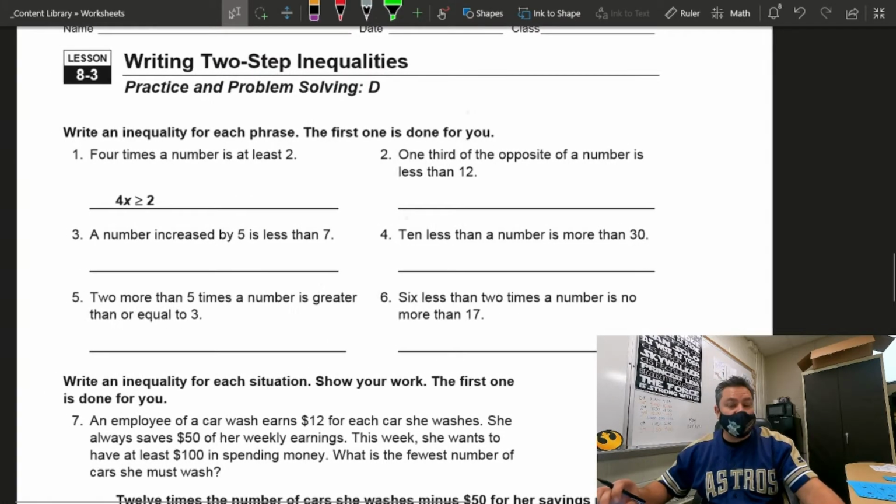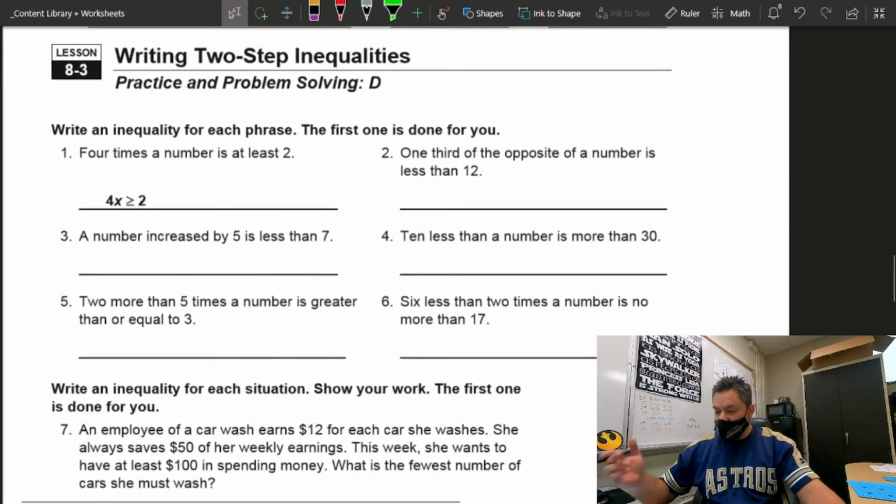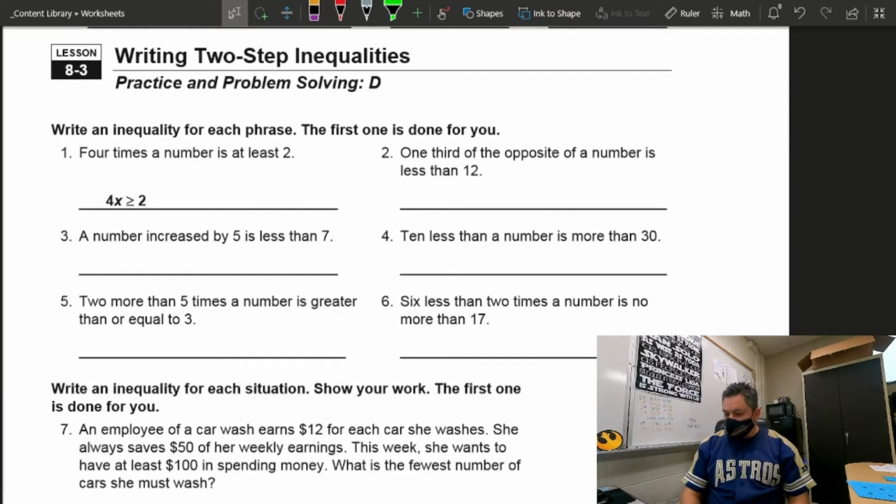So, writing two-step inequalities. Number 1 is already done for us. Numbers 2, 3, 4, 5, and 6 are going to be the same way.